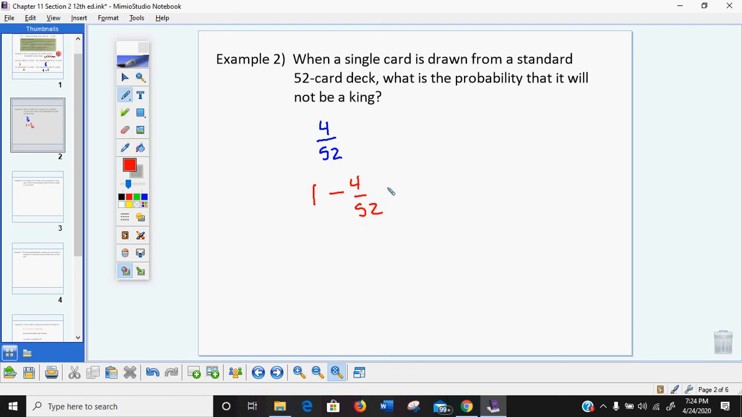Another way to think of it is if 4 of them are kings, then you know 48 of them are not kings. You don't have to do the subtraction that way. You can think of it in your head. 4 are kings, so 48 out of 52 are not kings. Now this will reduce. You always want to reduce your fraction. This reduces to 12 out of 13. And again, that would be called the complement. When they ask the probability it is not this, then it's called the complement.